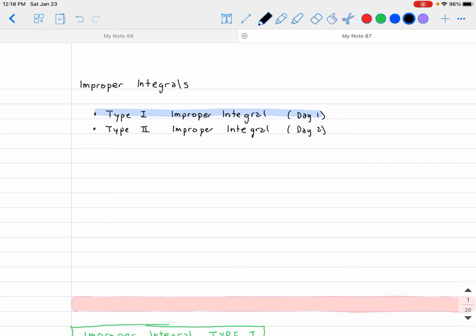Now, in terms of what's an improper integral, at least for the first type anyways, well, here, have you ever run into a situation where you might be asked to find the area under the curve, let's say from -1 to infinity of 1 over x dx? Now, if you were to graph this out, you can see that the graph would probably look something like the following.